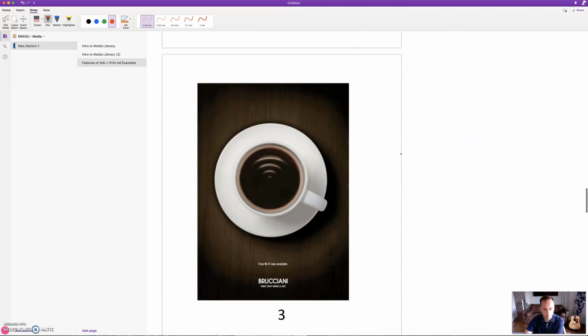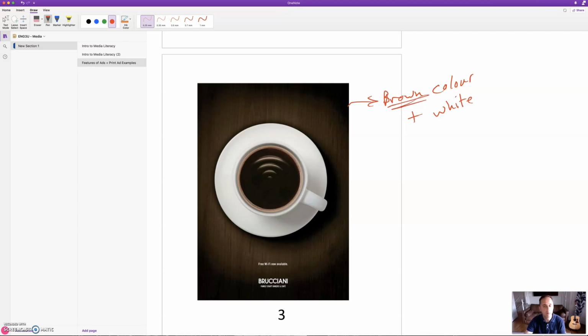next one. Bruciani, Family Craft Bakers and Cafe. Free Wi-Fi now available. So, what's the purpose of this, and what's the dominant feature? Well, for sure we've got this brown color, right? That's the main one. Plus there's this white, and there's just two tones in this.